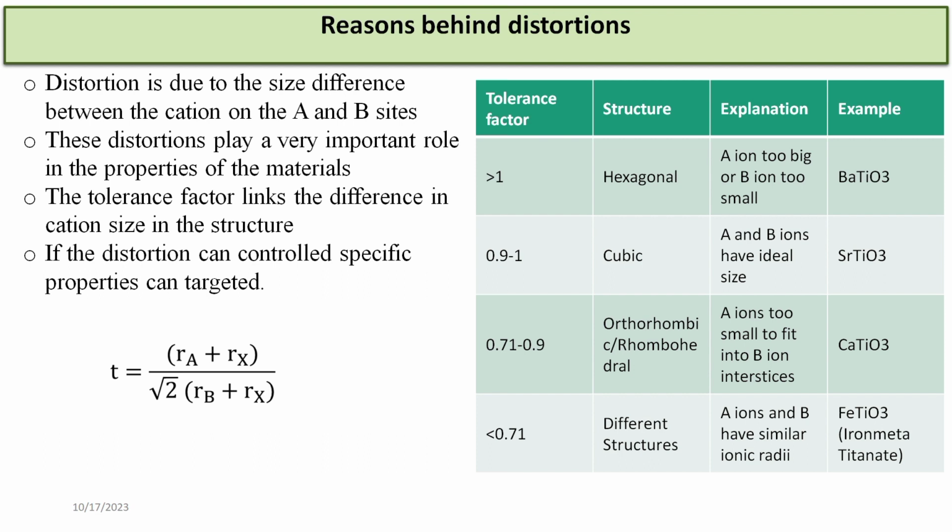If the tolerance factor value is greater than 1, then the structure will be hexagonal. If it lies between 0.9 and 1, then it will be cubic. These are the ranges, which show the different structures of perovskites. For example, if the tolerance factor is greater than 1, then the structure will be hexagonal, as the A ion is too big or the B ion too small. An example of this perovskite is barium titanate. This is a table where you can see and find the structure with examples. So let's move toward the next slide.